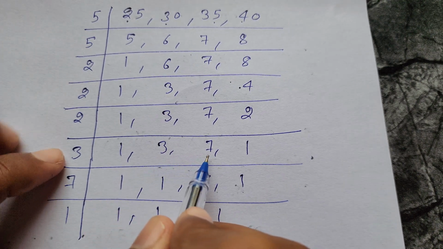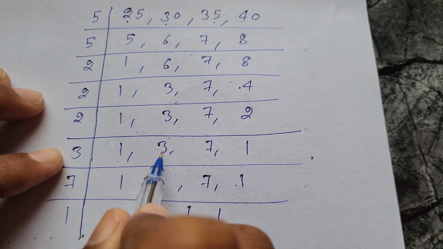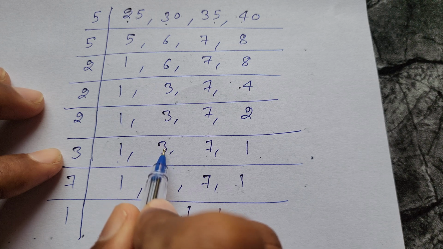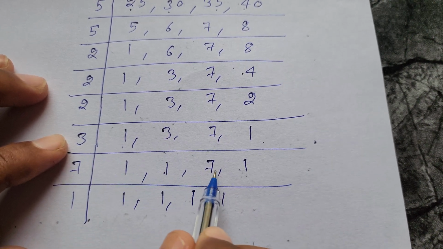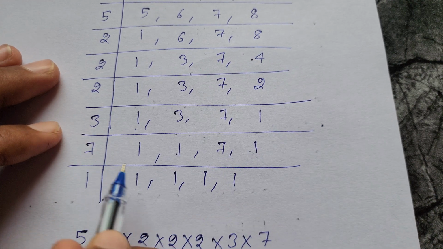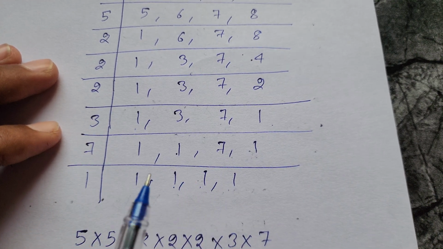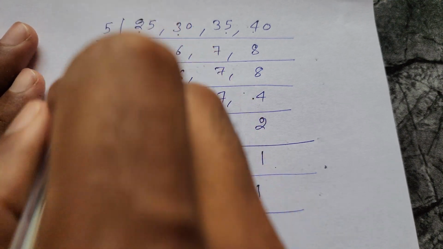Now we divide by 3, because 1 and 1, now we convert 3 to 1 and 7 to 1. So we divide by 3. So here is 1, 1, 7, 1. Again divide by 7. 1, 1, 1, 1. Now we multiply all the factors.